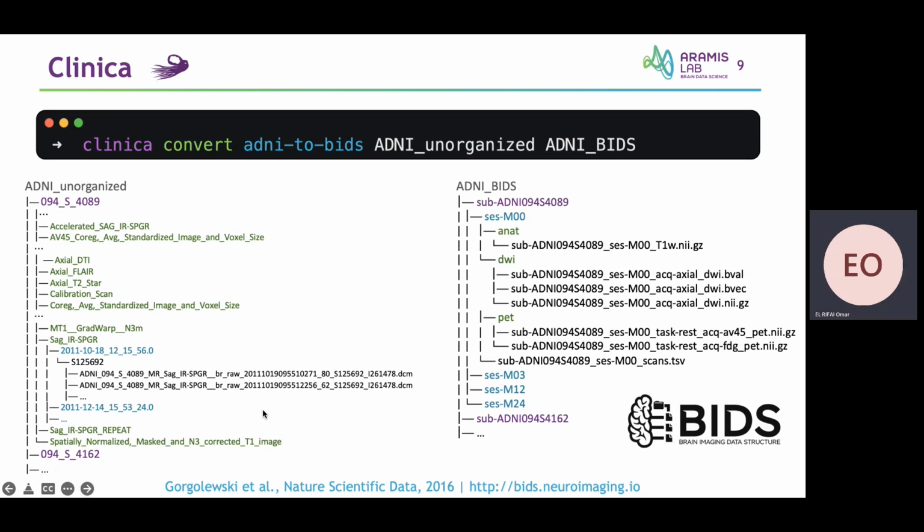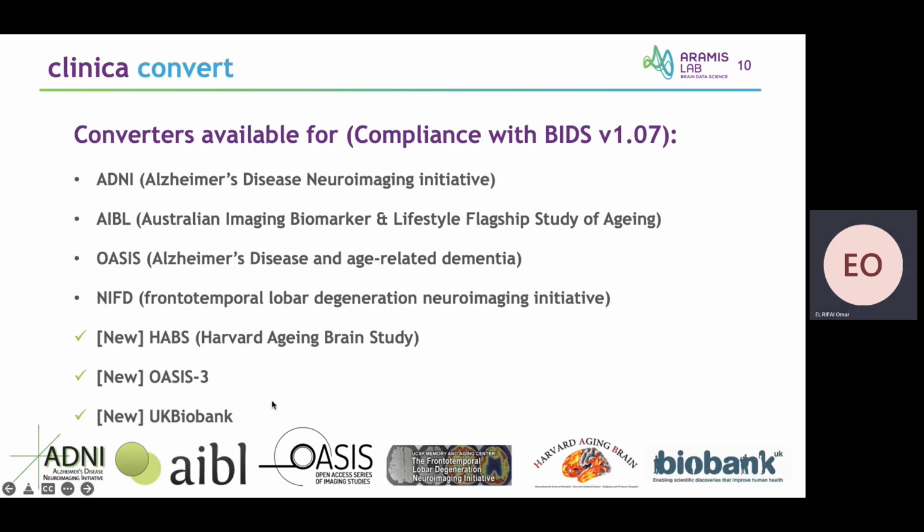For the converter, let's take as an example ADNI. If we start with the data structure on the left, by simply invoking clinica convert adni-to-bids, we can end up with a data structure that is BIDS compliant and that we can see on the right-hand side. Our BIDS converters are now compatible with the latest version of BIDS and span different public datasets, such as ADNI, AIBL, OASIS, and more recently, we also added HABS, OASIS3, and UK Biobank.